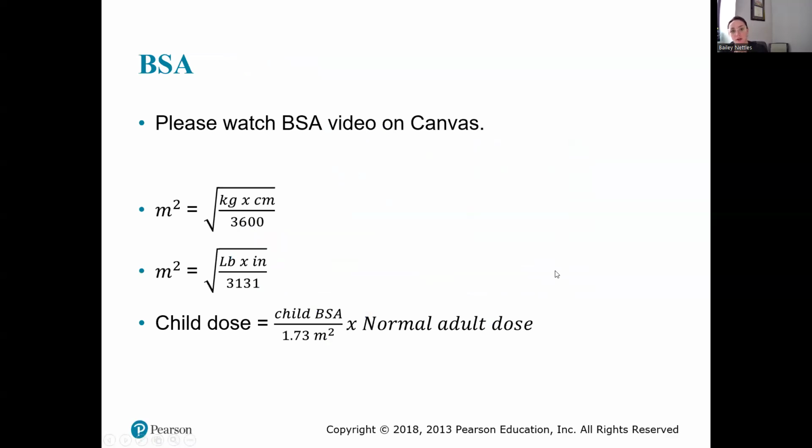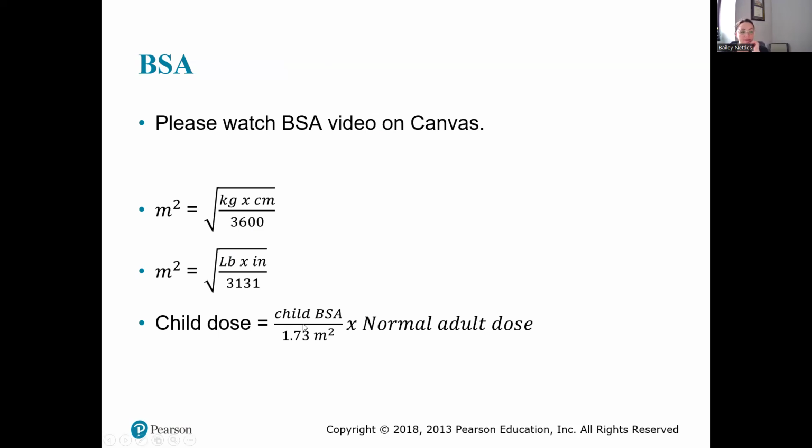All right, so now we're in body surface area. There is a video on Canvas under web links, under your module. Please, please watch it, okay? Hopefully it'll help, and there are practice questions. The most important formula you need to memorize is this bottom one. We use body surface area when we need a very specific dose for a child, when we need an even better, more specific number, like chemotherapy, things like that.